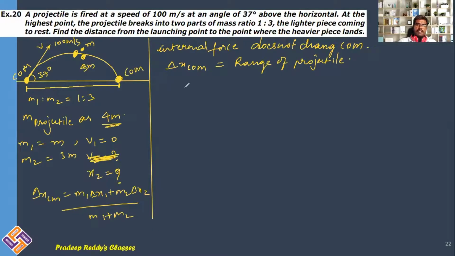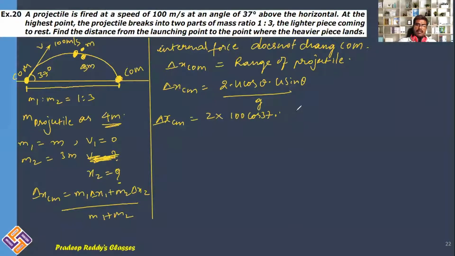Okay, so delta xcm will be equal to, what is the formula for range? Range is equal to 2 times u cos theta into u sin theta divided by g. So therefore delta xcm is equal to 2 into, what is u cos theta? It is 100 into cos 37 into 100 into sin 37 divided by acceleration due to gravity. I am taking it as 10. So the change in the position of the center of mass, that is delta xcm. Its value, if you calculate this total, you will be getting nearly 960 meter. That is delta xcm.